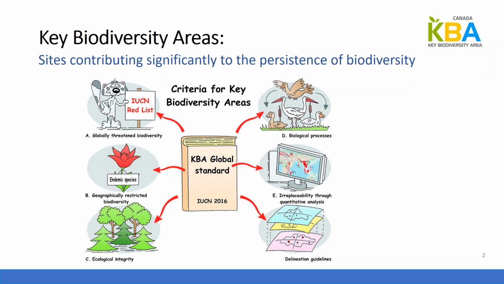And then criterion E is something that we haven't tackled yet. The methodology is just being developed now, and it's identifying sites through quantitative analysis, or based on irreplaceability. So that's all found in the KBA standard, which is available online and explained in great detail in the KBA guidelines too, which is provided by the global partnership.